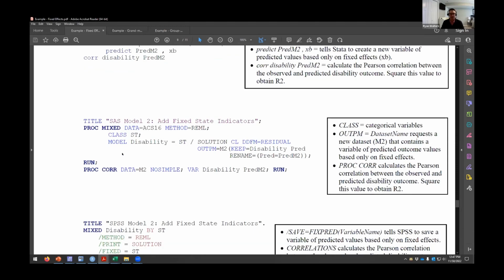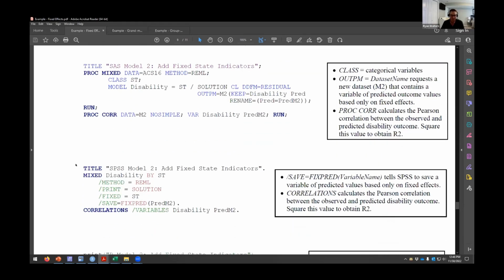We're going to do very much the same things here in PROC MIXED. We're going to use the class statement to tell SAS that we want to treat states as categorical. And then outputting out=, with pm, is critical because that's going to use fixed effects only. We're going to name that data set, and we're just going to keep disability and predicted. And then I'm going to rename the predicted value as pred_m2, and then I'm going to correlate them and then eventually square them as well.